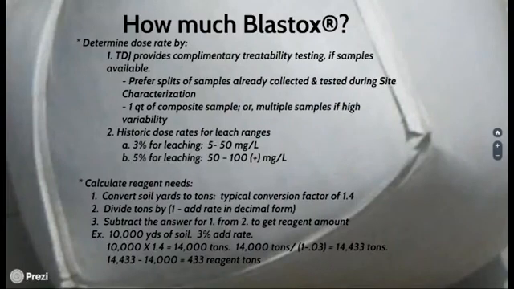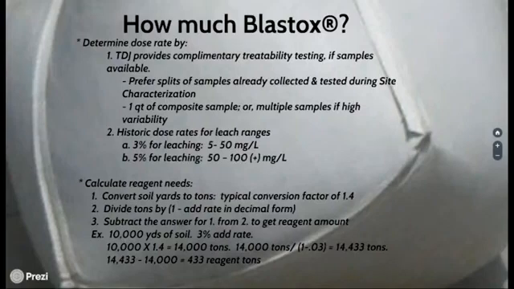Having talked a little bit about generic ways to stabilize a waste, how the Blastox material itself would work, and the various types of testing protocols out there, now I want to talk about how much reagent to add. Clearly, I'm representing TDJ and Blastox as a material that we manufacture, but these next bullet points would be applicable whether you use Blastox or some other type of powder reagent.